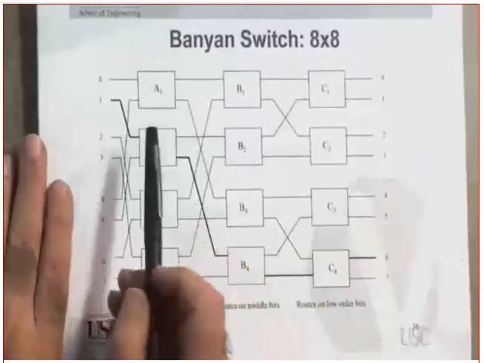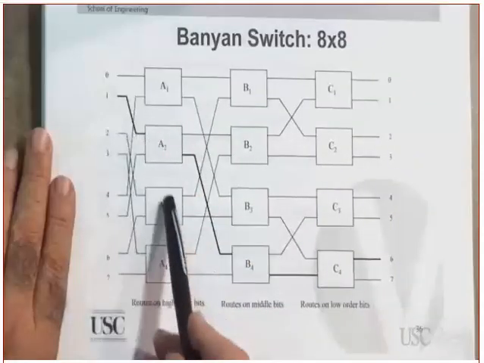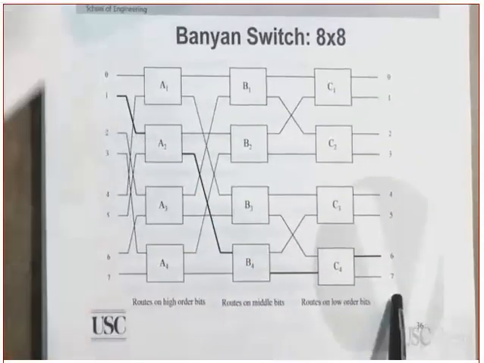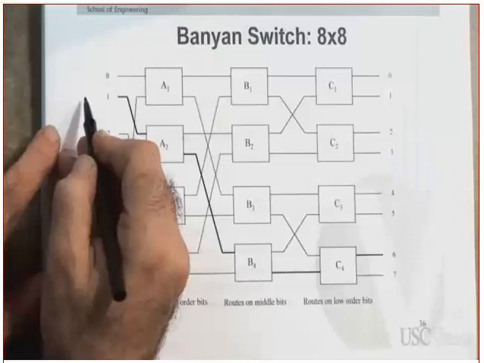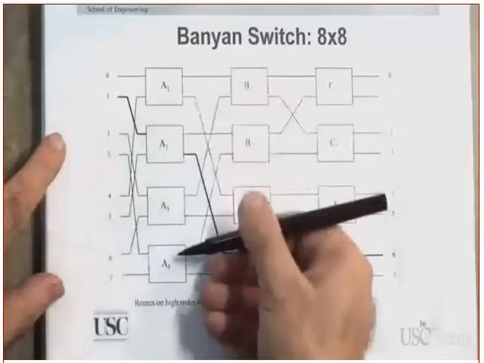Each stage will examine one bit of that address. How many stages do we have? Three stages. How many bits do we have in the address? Three bits. Each stage will examine 1 bit from that address. If it is 0, it means he will switch it up. Remember, every switch is a 2x2 switch. Every switch, if the bit is 0, will take it up. If it is 1, he will take it down.